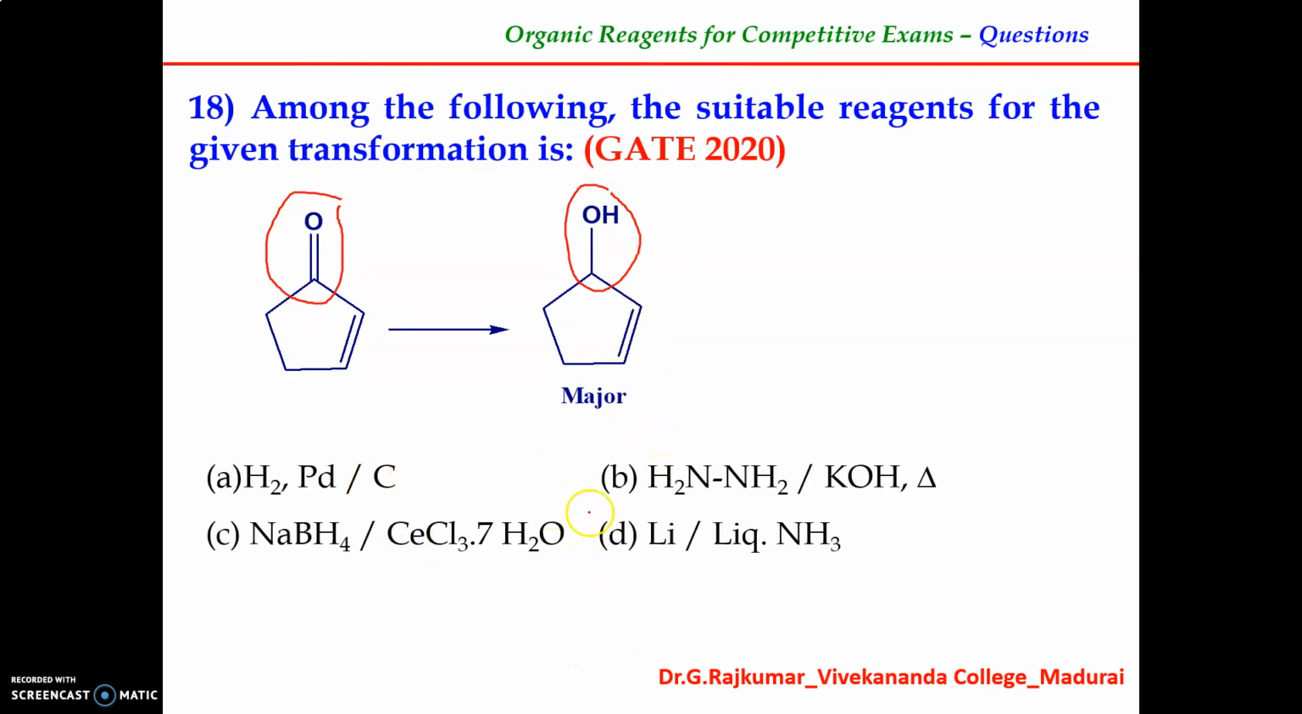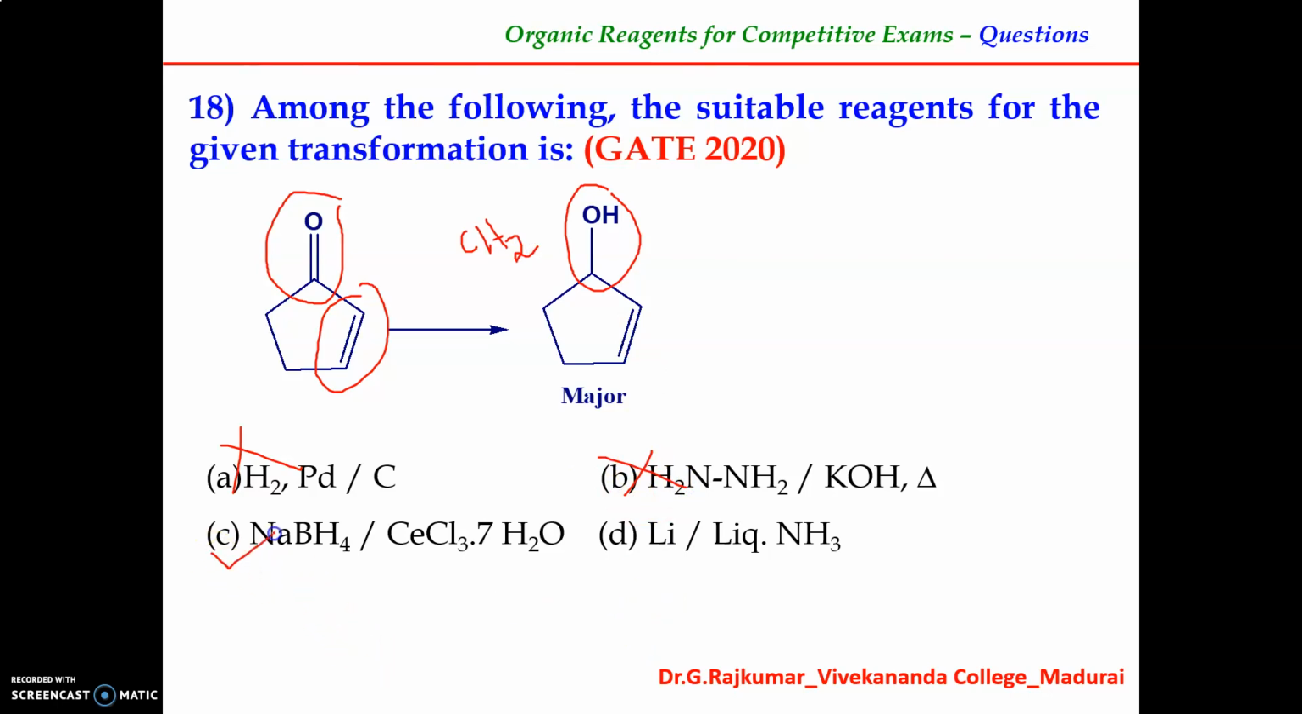They have given four options. If I use hydrogen, palladium plus carbon, what happens? Hydrogenation can take place. So this carbon-carbon double bond is hydrogenated, hence A is not possible. Look at option B. So hydrazine is used to reduce a keto group, that is C=O into CH2. But this is not in the product, hence this is also not correct.